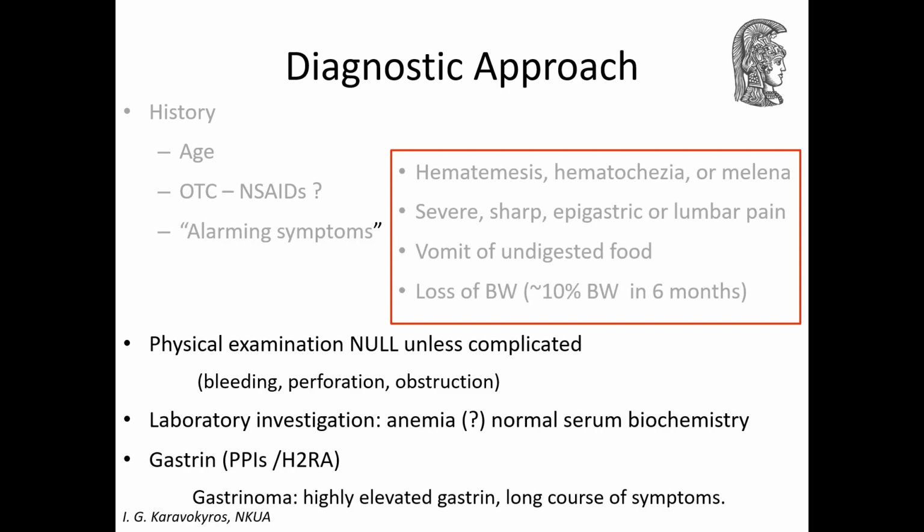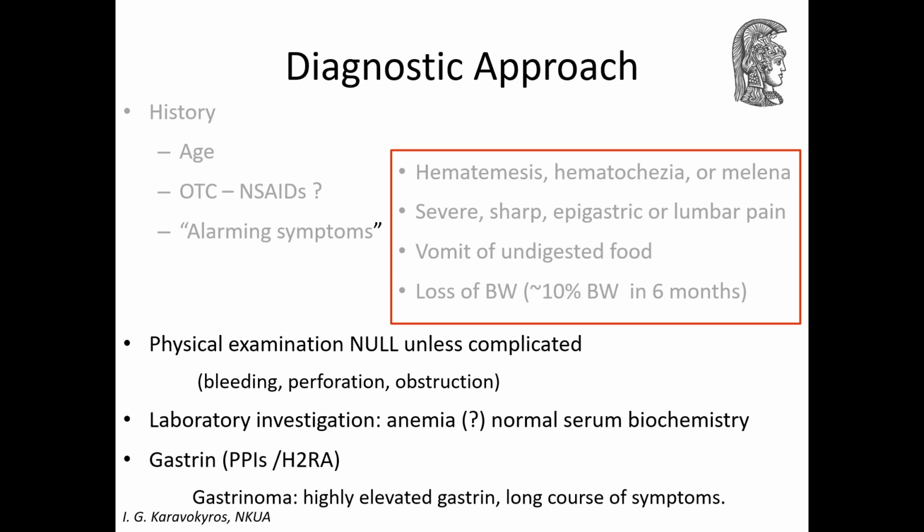Physical examination is inconclusive except for complicated ulcers. Complications are bleeding, perforation, obstruction. Similarly, laboratory investigation is not informative. Chronic blood loss from ulcer microhemorrhages can lead to hypochromic microcytic anemia.